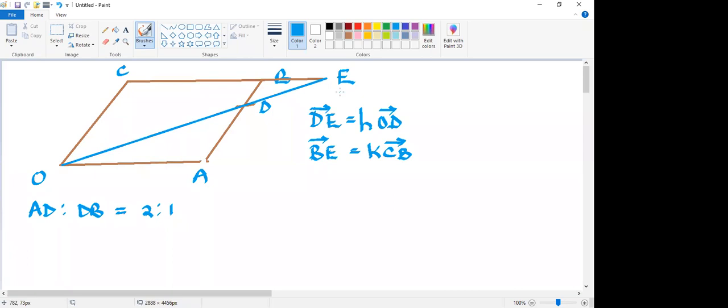And so here we are saying, write the vector BE in terms of A and K. I think that is direct. Write the vector BE in terms of the vector A and the scalar K. That's our first question.